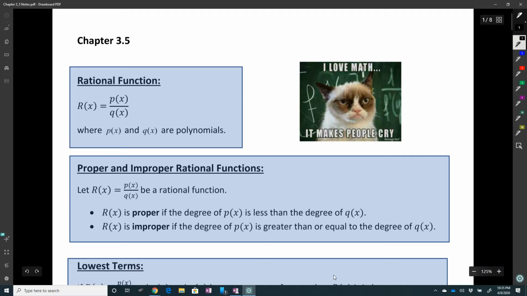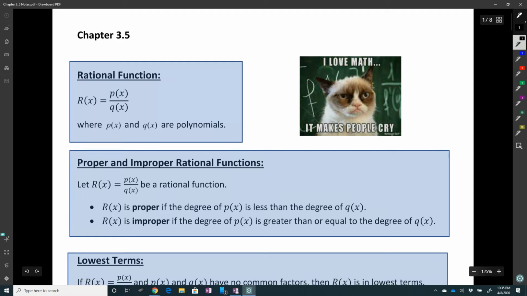Alrighty, last video for this section, 3.5. So 3.5, it's different from the others. Actually, the math in it, in my opinion, is easier than 3.4. 3.4 was the peak, and now we're kind of dwindling our way back down. Anyway, there's Grumpy Cat. Oh, Grumpy Cat.